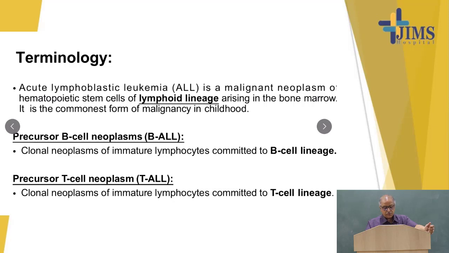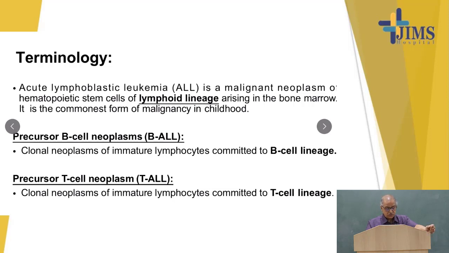What type of cell is it? It is a hematopoietic stem cell of the lymphoid lineage, a malignant neoplasm, arising in the bone marrow and circulating in the blood. It is the commonest form of malignancy in childhood.